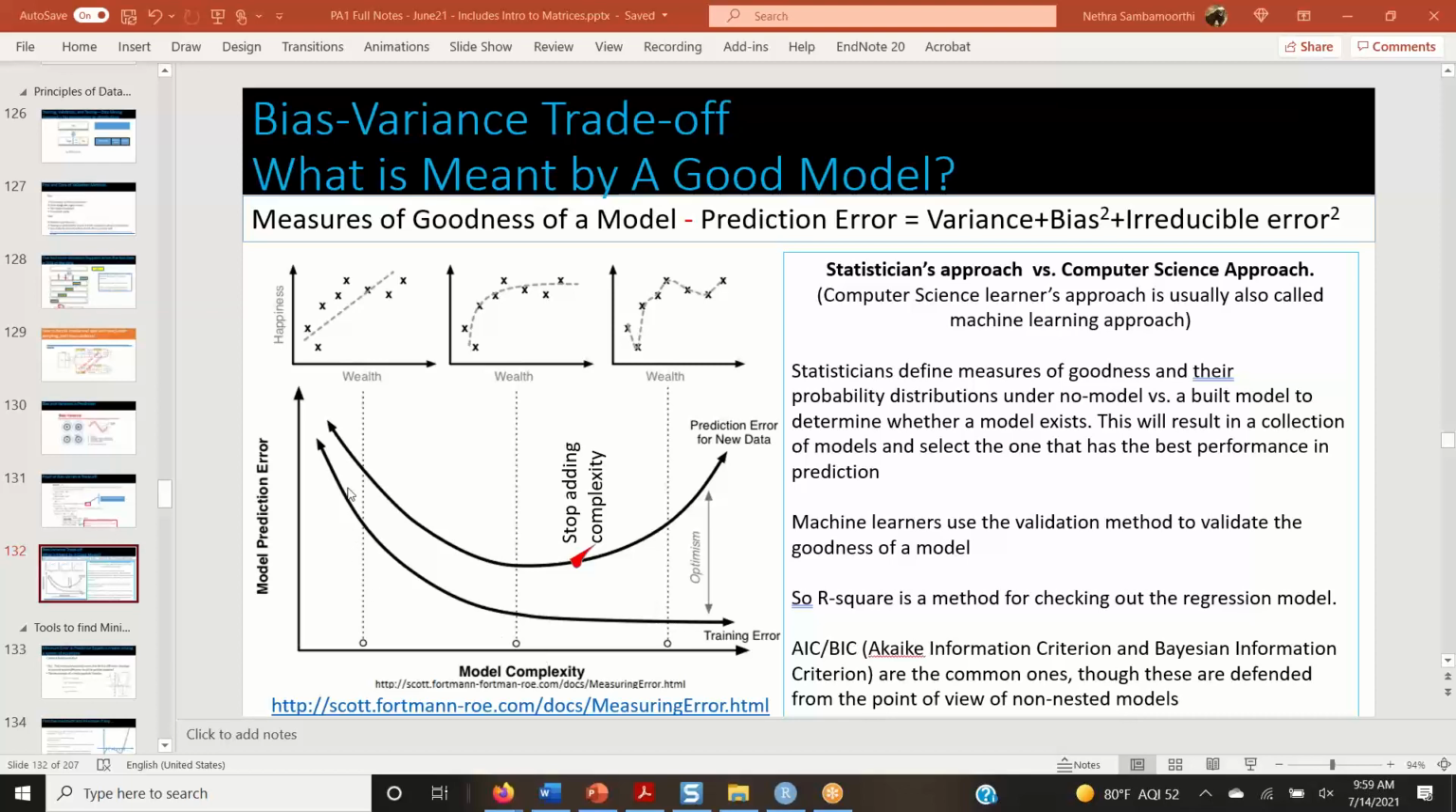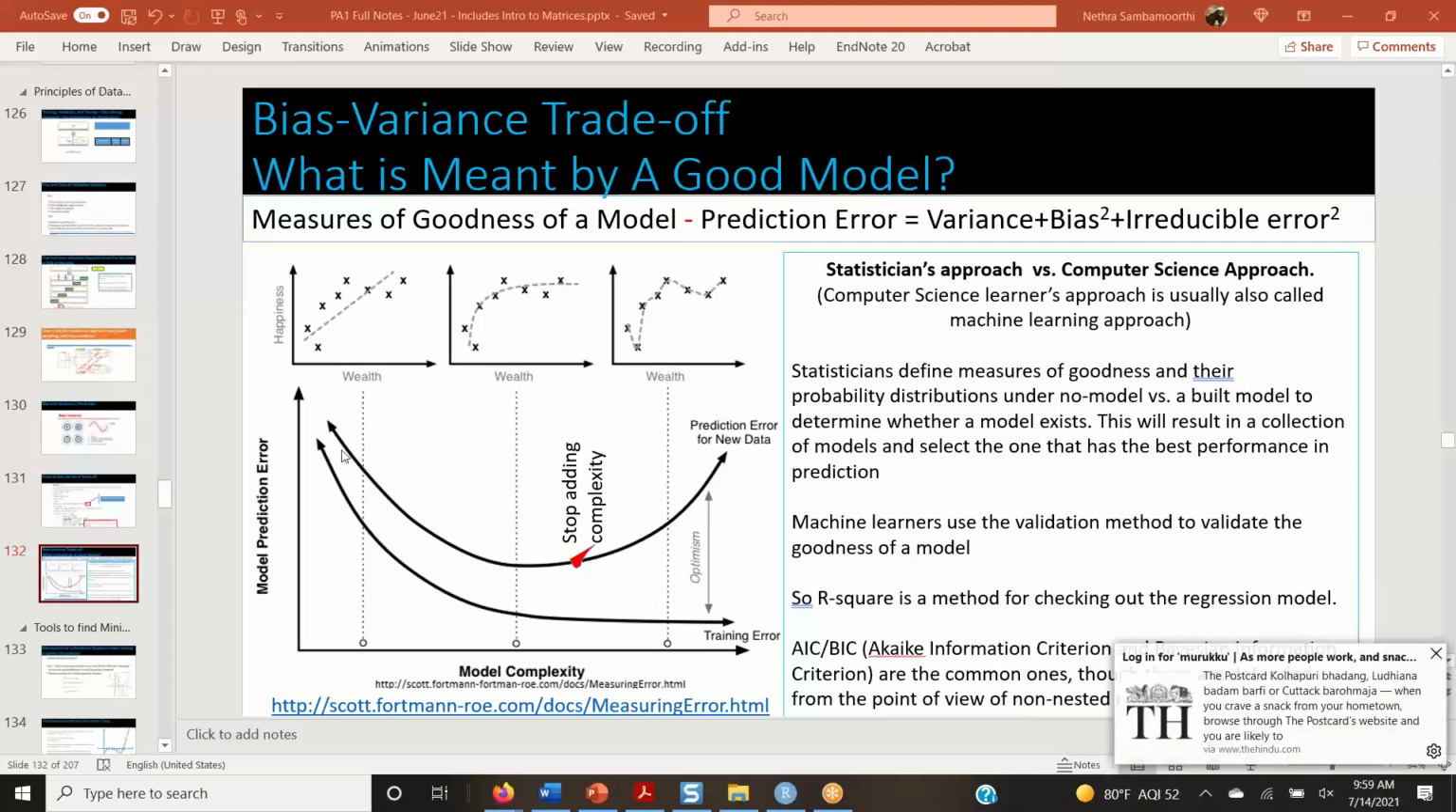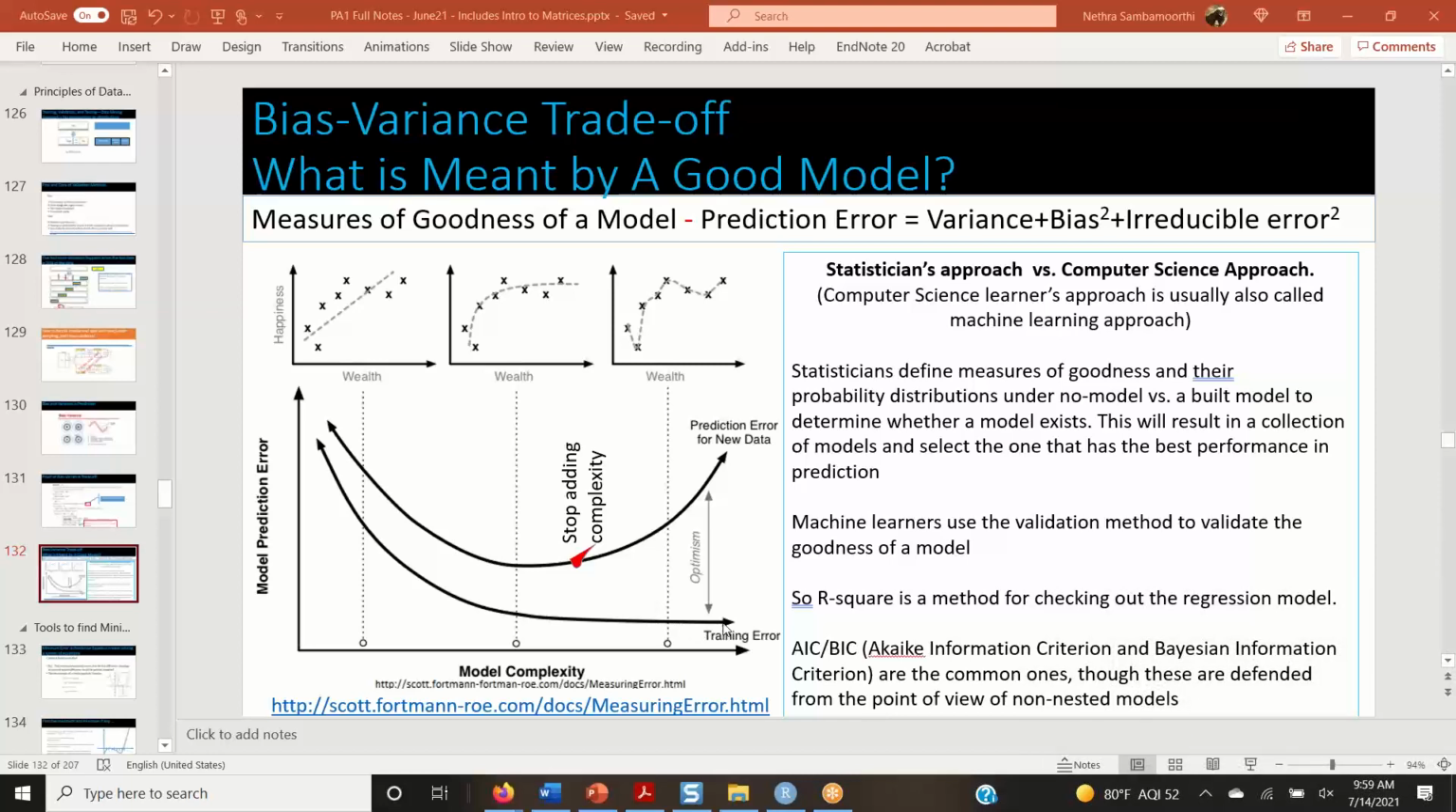This is what is called the bias variance trade-off. Initially you have more bias, which is why it is not tallying with this. The bias is this much. But as you increase complexity more and more, your variance takes over. The training error is this, and the validation data set error is this much. The difference between them is the additional prediction error between the training data set and the validation data set.